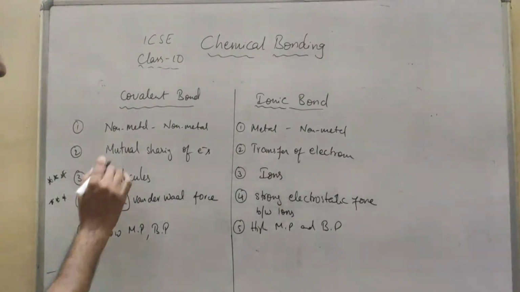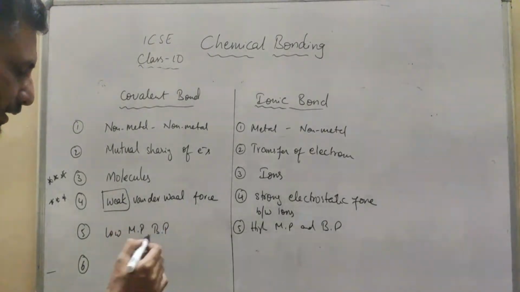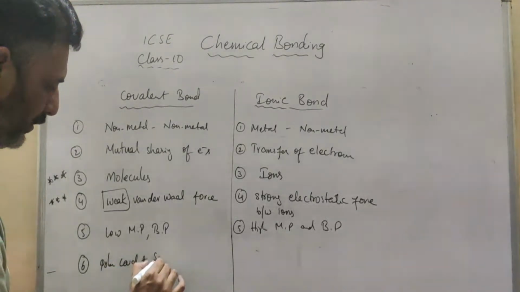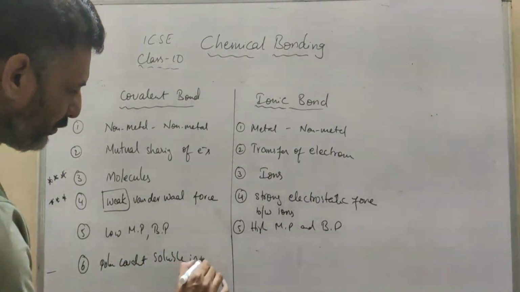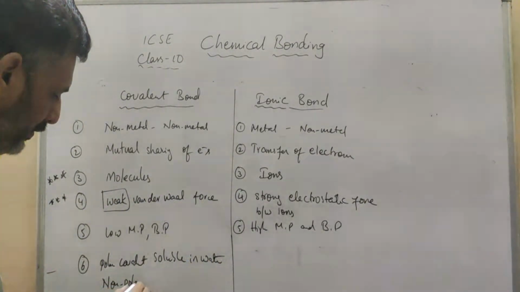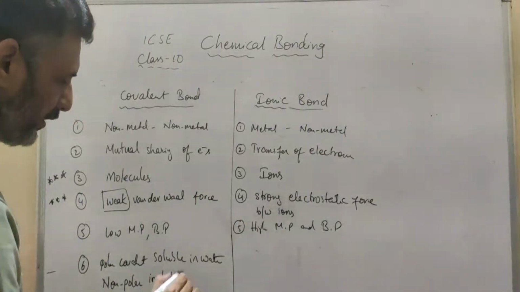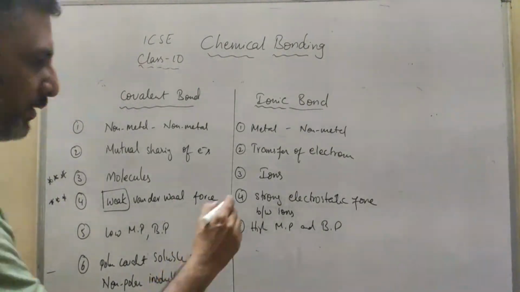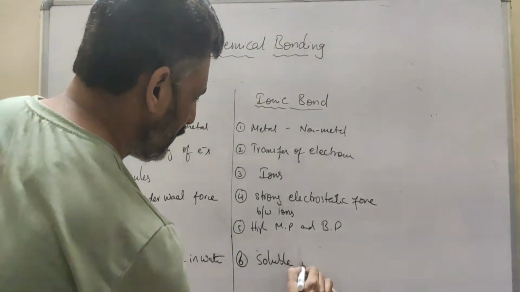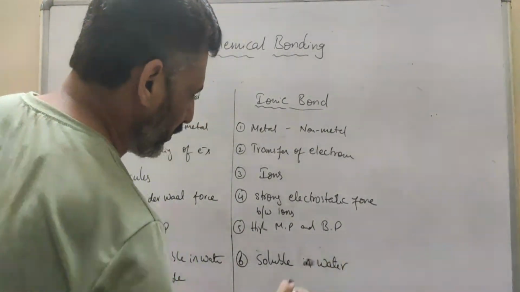Okay, now coming to this, covalent compounds, usually we have two types, polar and non-polar. Polar covalent compounds are soluble in water, but non-polar covalent compounds are insoluble in water. Whereas most of the ionic compounds are soluble in water.